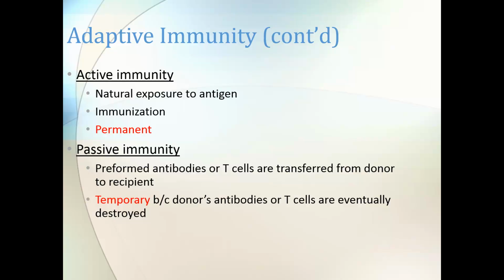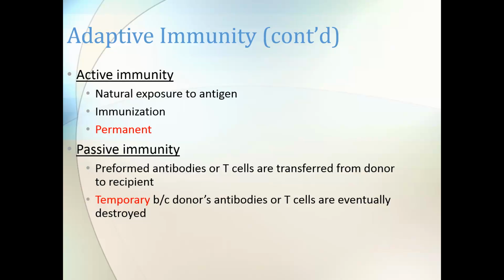As opposed to this other term, passive immunity. So passive immunity happens when preformed antibodies or T cells are simply transferred from donor to recipient. Okay? And this is a very stark contrast to active immunity in that with passive immunity, the immune system of that individual is actually not engaged at all. The immune system is not active at all with passive immunity. It simply accepts some other cells from a donor. Okay?